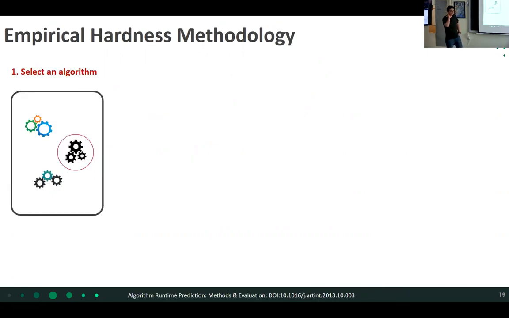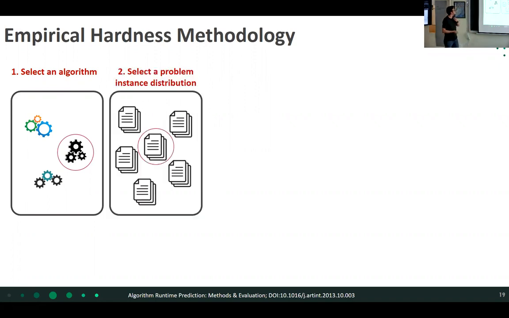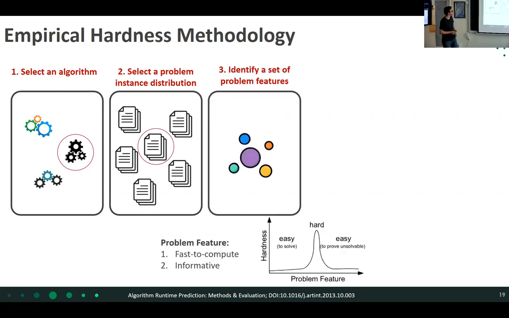So in the empirical hardness models, we are looking at models that predict the performance of those algorithms for given problem instance distributions. It has a bunch of steps. The first step is you select one algorithm among a set of competing algorithms for solving the same problem. The second step is selecting a problem instance distribution. You select a bunch of problem instances, like graphs of size 500 to 1,000. That would be your problem distribution.